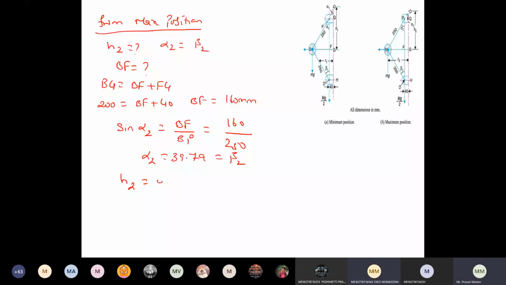So now let us find tan alpha 2 from this. What is tan alpha 2? OG by BG. Implies OG is equal to... Is this correct? Tan alpha 2. Sir, BG by OG. This is not right. BG by OG. Let me use the eraser.